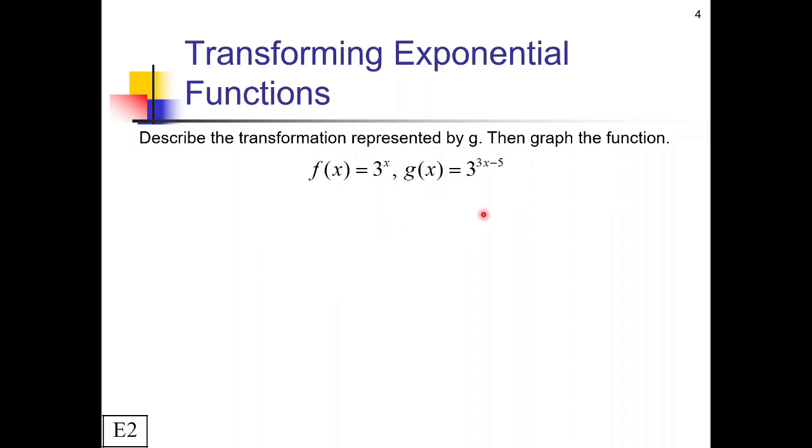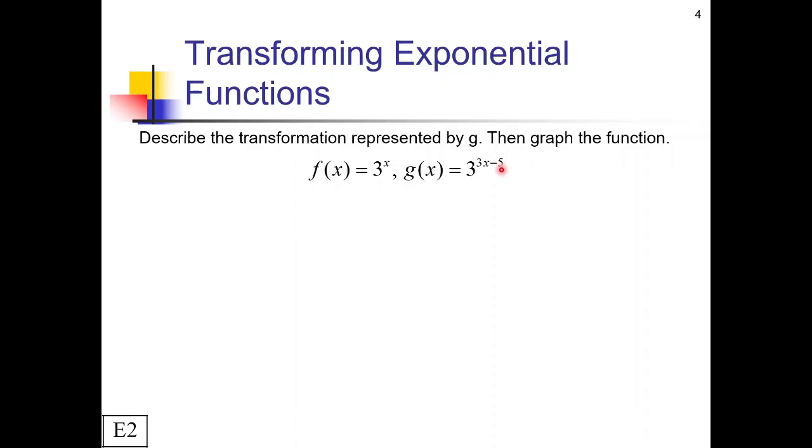All right, so first describing our transformation, we've got this 3x minus 5 happening inside the exponential function, inside the exponent. So this is going to be a horizontal change. Now, what is happening horizontally? Well, we see multiplication by 3 and subtraction by 5. So there's going to be a horizontal shrink because it's opposite of what it looks like. We're also going to be translating right 5.